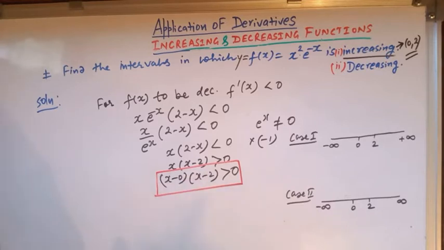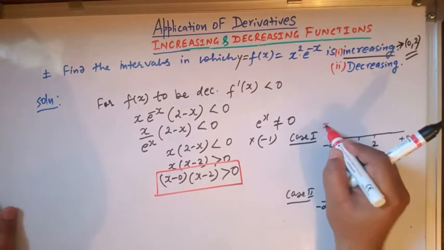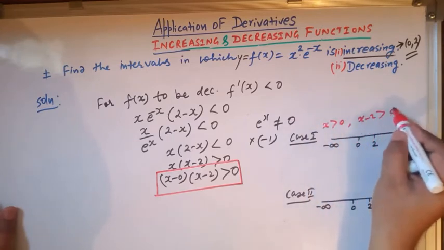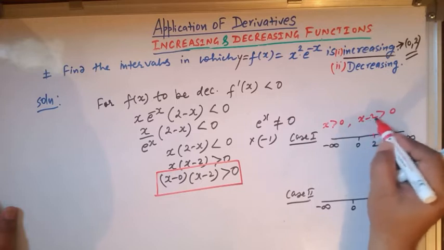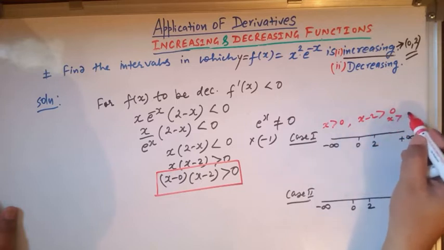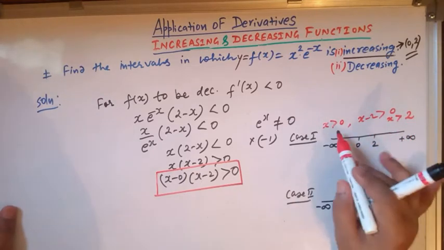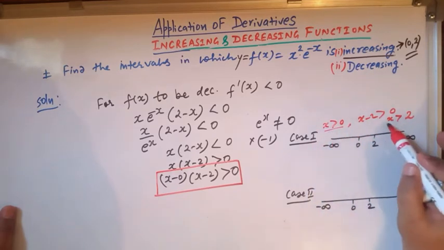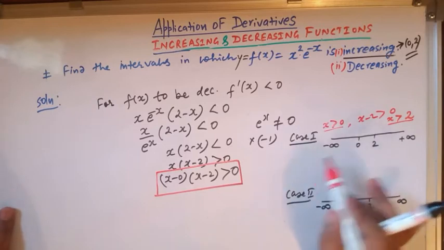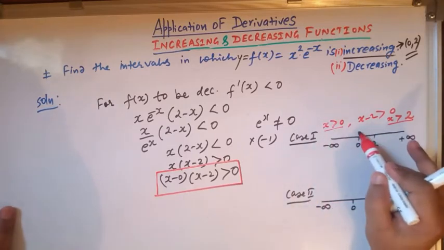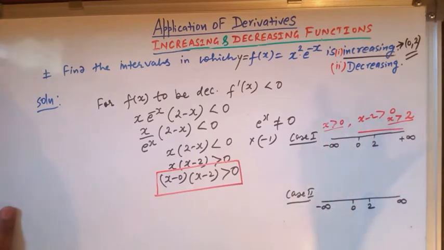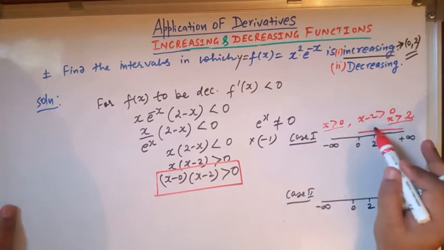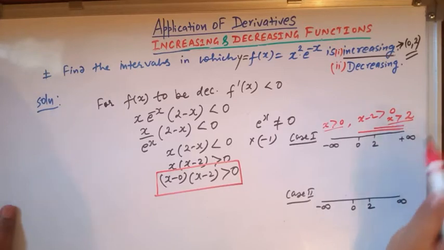Clear? So here we have x greater than 0 and x minus 2 greater than 0. So if we solve this, we get x greater than 2. So if we plot this inequality and this inequality, that is the solution region, then x greater than 0 is this portion, and x greater than 2 is this portion.